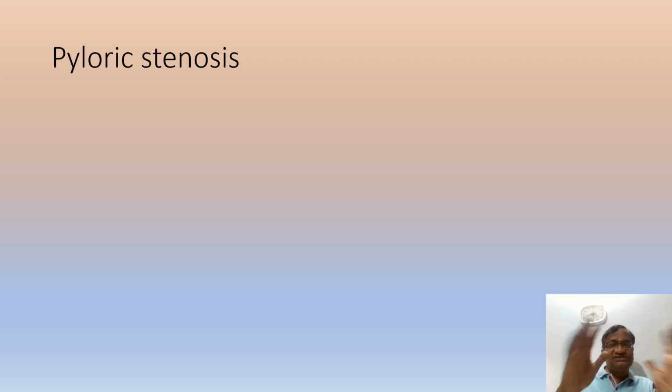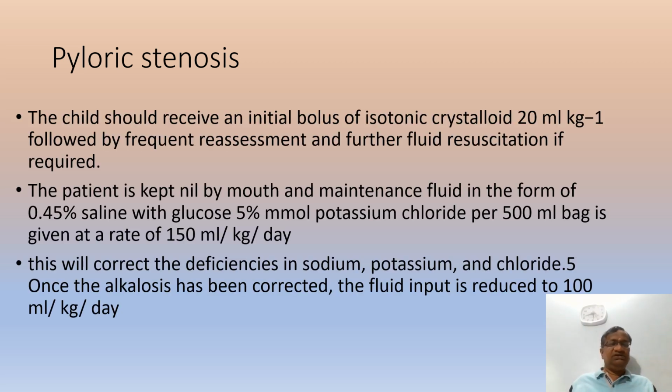Now we have pyloric stenosis. Isotonic crystalloids, 10 to 20 ml per kg, start giving because the patient will be taking food and immediately vomiting. They will be kept nil by mouth, and almost nil by mouth even if you give something else. So there is a hydrogen loss, there is a potassium loss also here, other than hypoglycemia. So we need a crystalloid along with some potassium also. So sodium, potassium chloride, corrected.